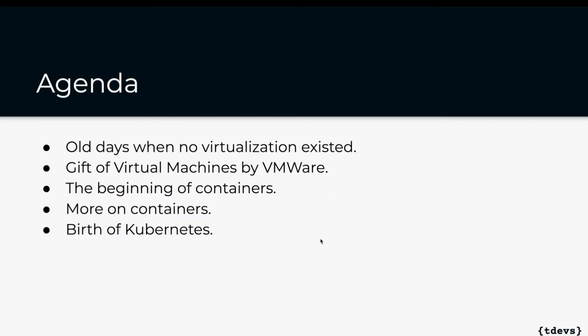So here is the agenda that we have. The first one I'm going to explain is how things used to work when there was no virtualization present. Then we have this gift of virtual machines that is provided to us by VMware. Then we have the beginning of containers, and then some more details around containers, and then I will give a brief around Kubernetes, what Kubernetes is and why it is present.